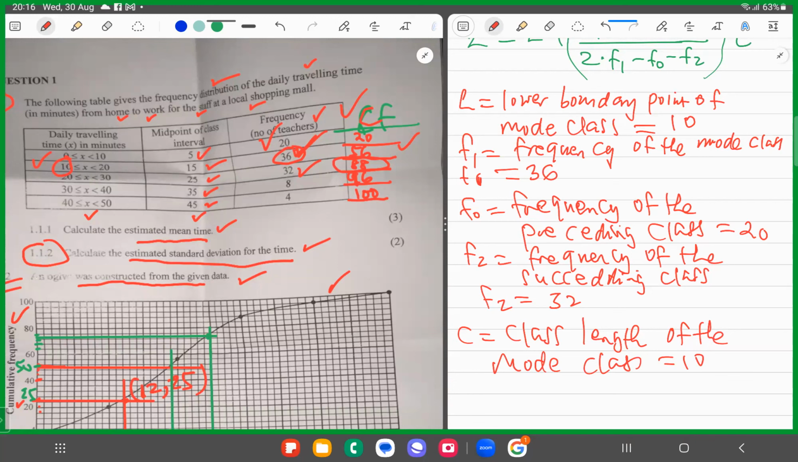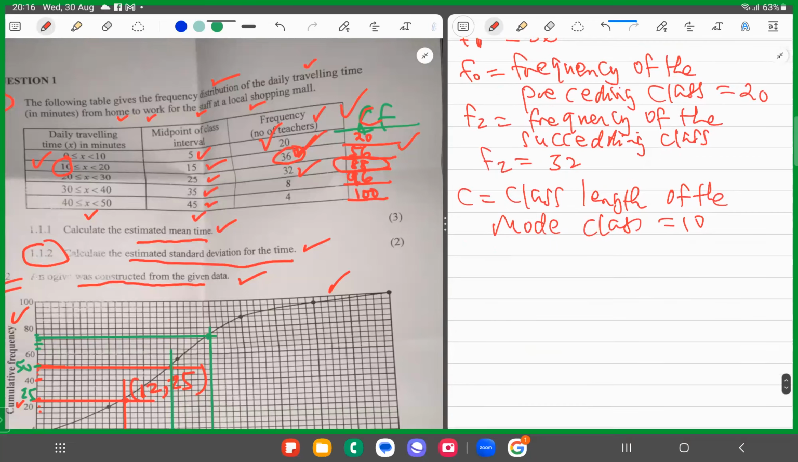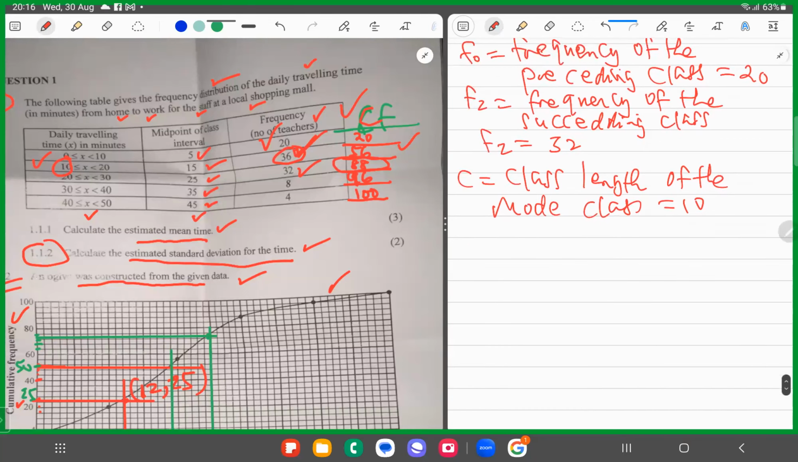Okay, we continue. So the mode, you can call it Z.